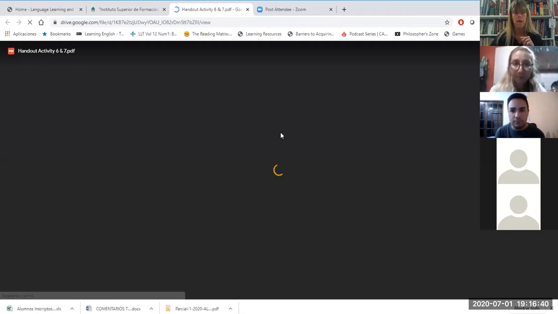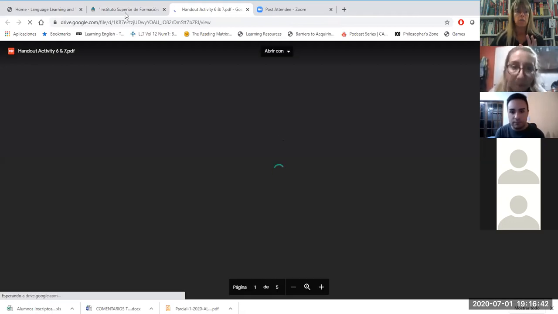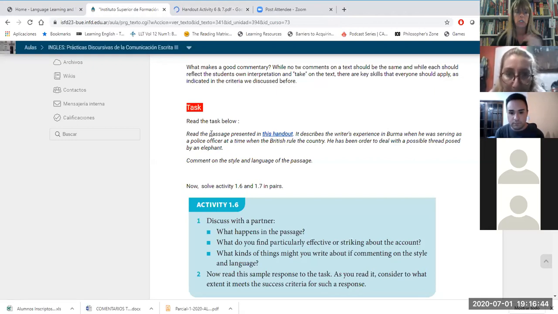Okay, so you are going to read the passage while it loads. It says, read the passage presented in this handout. It describes the writer's experience in Burma when he was serving as a police officer at a time when the British ruled the country. He has been ordered to deal with a possible threat posed by an elephant.